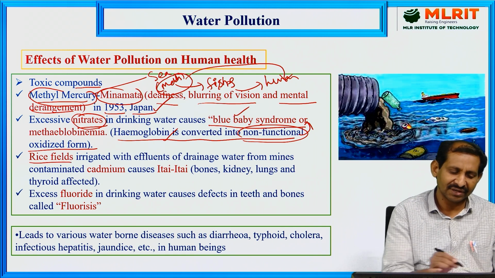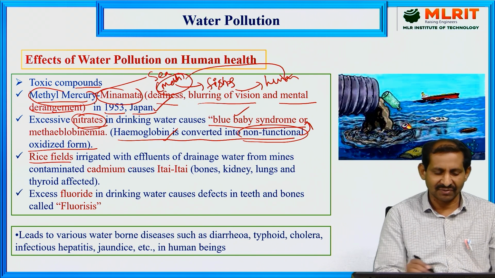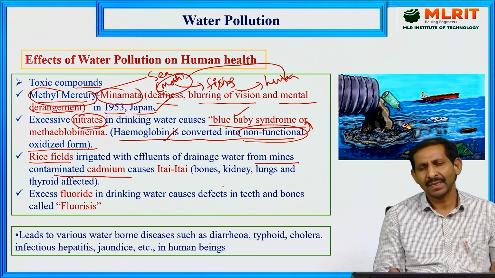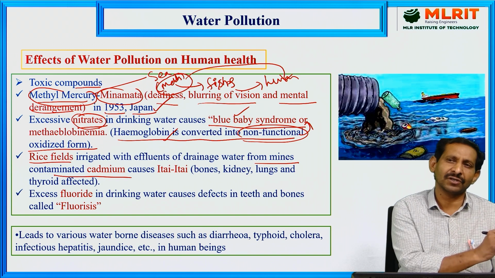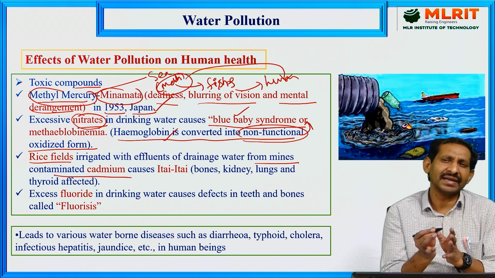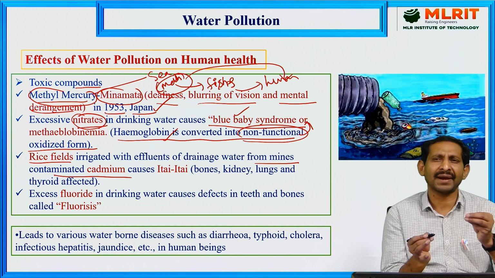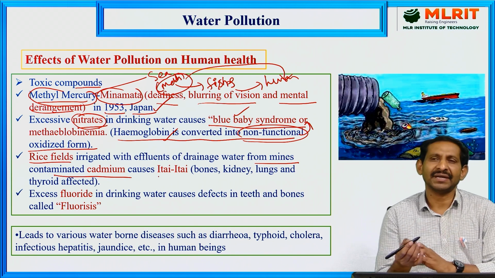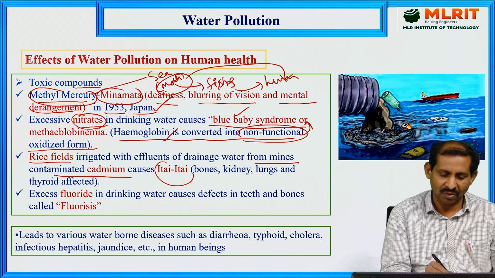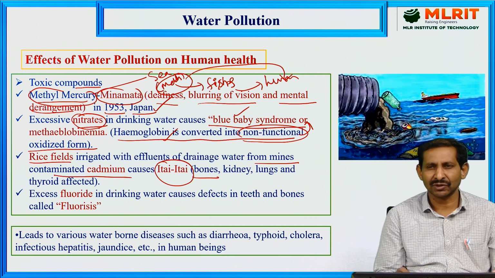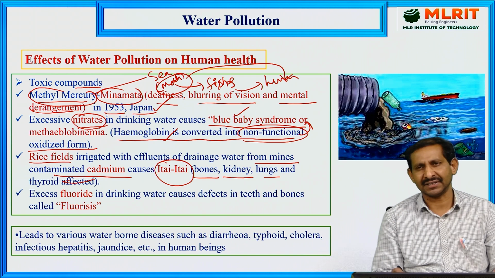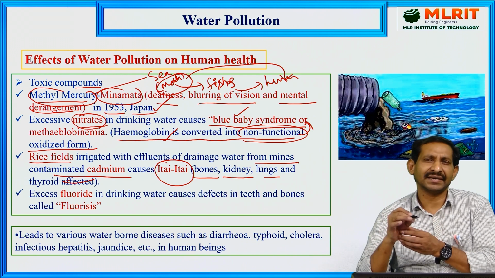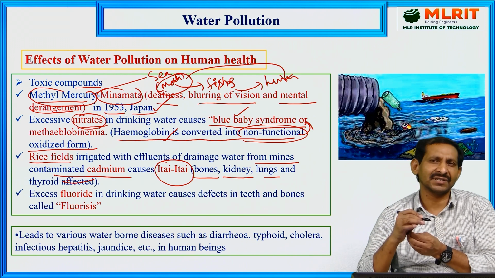Another case study is rice fields. The rice fields were irrigated with effluent drainage from cadmium-containing mine water. This also happened in Japan. Heavy metals present in the water slowly enter the rice plants, and once eaten by human beings, a disease called itai-itai occurs. The bones, kidneys, lungs and thyroid are affected. Cadmium enters slowly through the water into the plants.